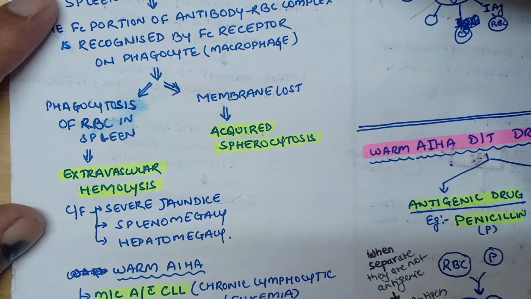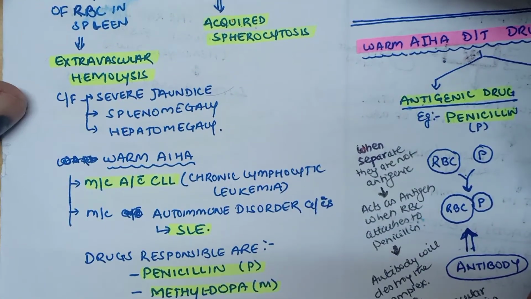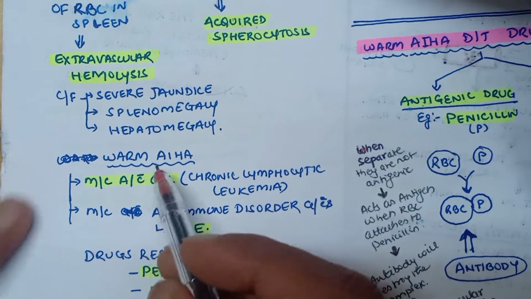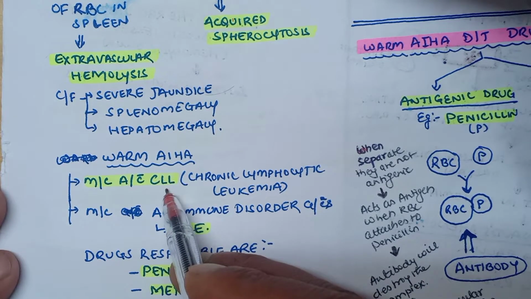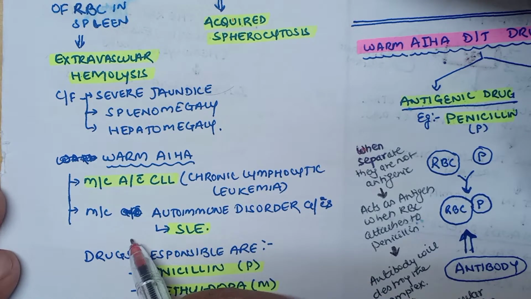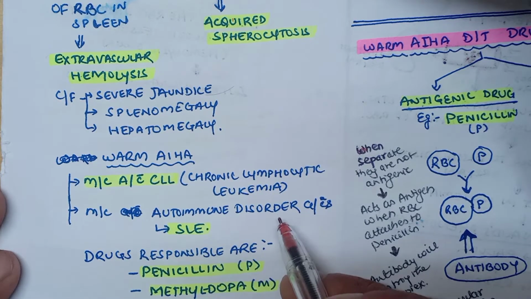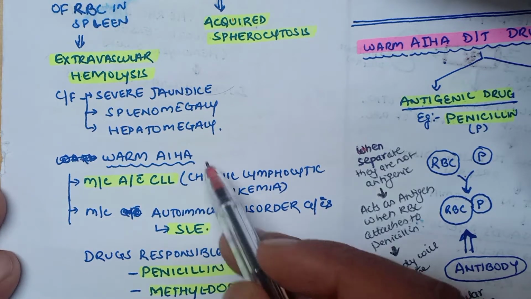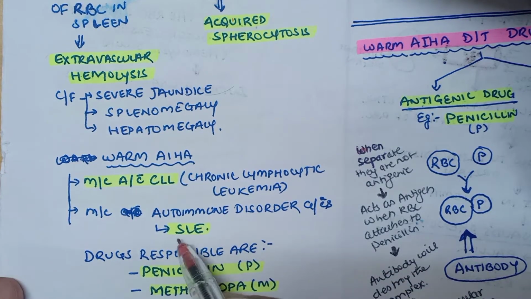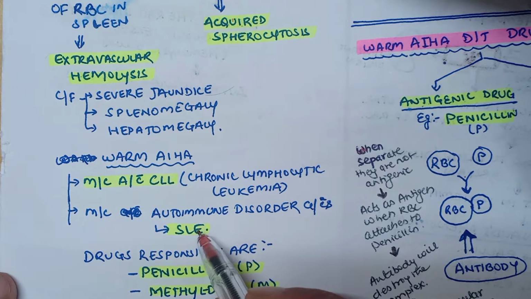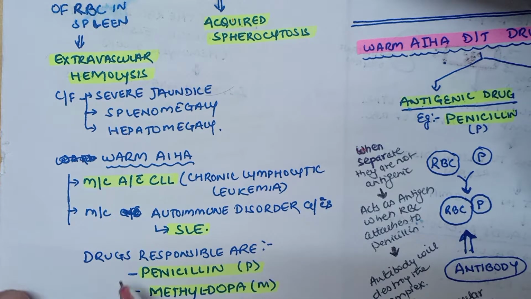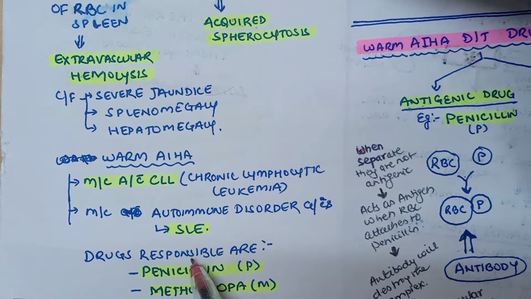Now, warm autoimmune hemolytic anemia is most commonly associated with chronic lymphocytic leukemia, CLL. The most common autoimmune disorder associated with warm autoimmune hemolytic anemia is SLE. Drugs responsible for the warm type of hemolytic anemia are penicillin and methyl-dopa.